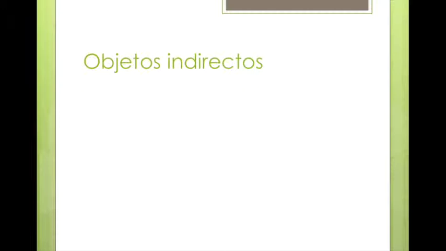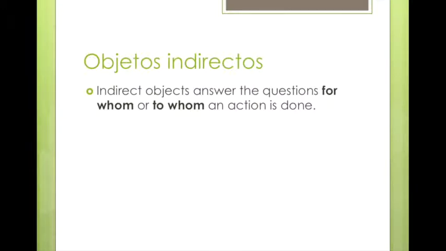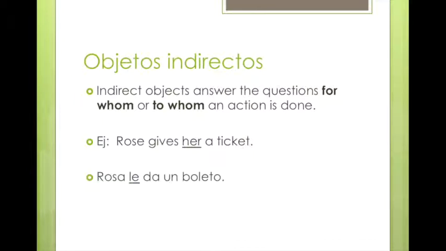Indirect objects work a little bit differently, but are somewhat related to direct objects. They answer the question to whom or for whom an action is done. So for an example, in the sentence, Rose gives her a ticket. What does Rose give? A ticket. Who does she give it to? Her. So in that sentence, the ticket is the direct object. That's what Rose is giving. Who is she giving it to? She's giving it to her, where her is the indirect object in the sentence, whoever that woman may be. In Spanish, that would look like Rosa le da un boleto. Rosa, to her, gives a ticket, where le means to her.